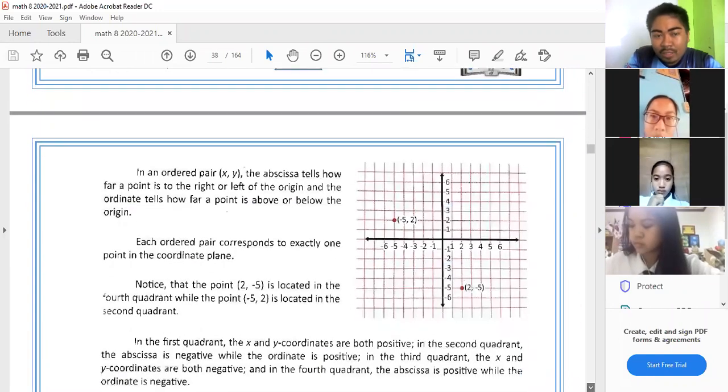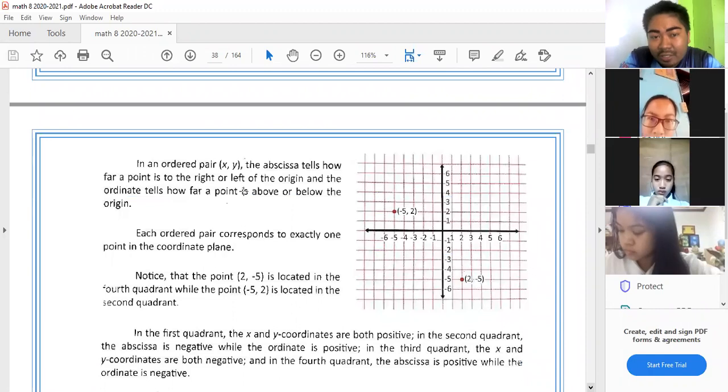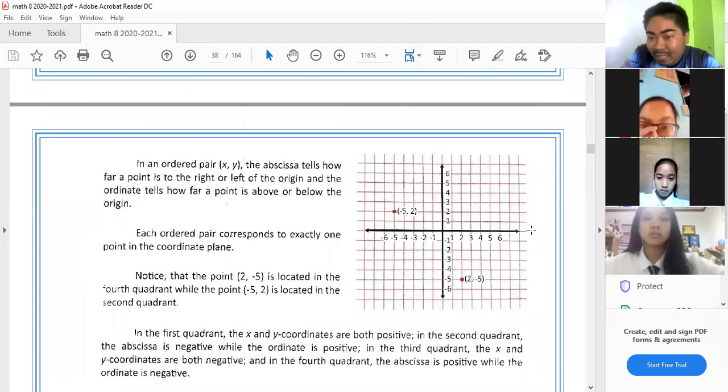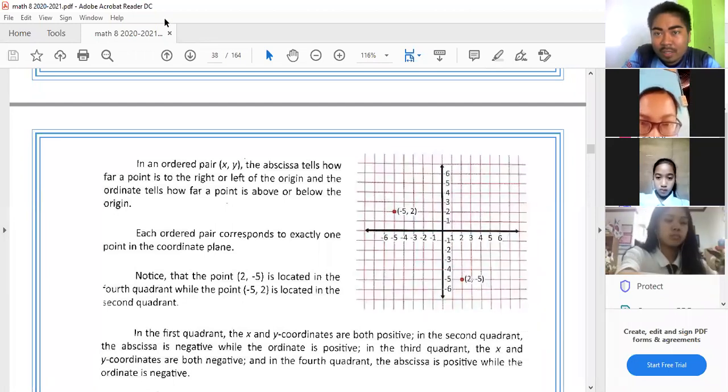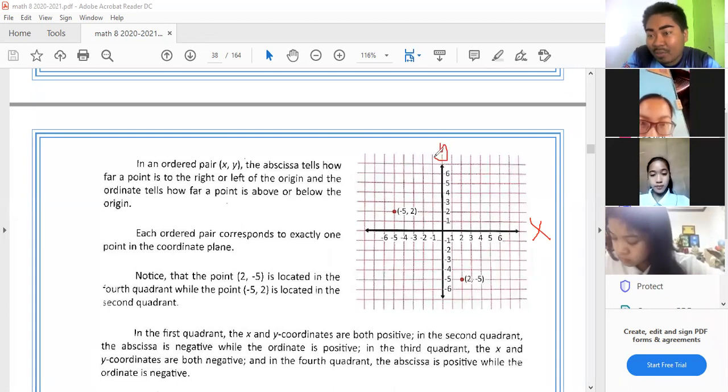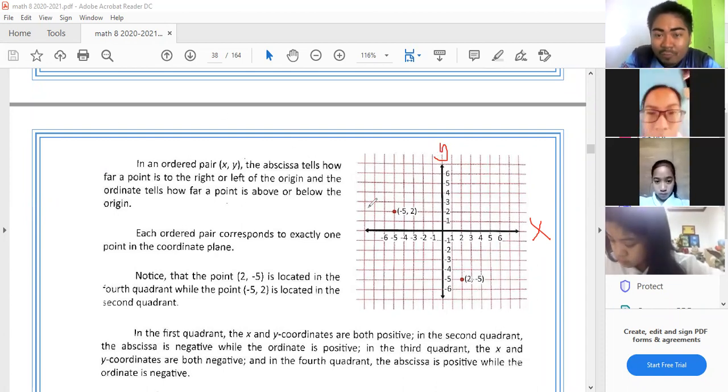Ayan. So, in an ordered pair, x and y, the abscissa tells how far a point is to the right or left of the origin. So, ang abscissa natin, di ba, this is the x-axis. Nakahiga, basta nakahiga, that is your x. Kapag y naman, yun yung nakatayo. That is the y-axis. Kapag pinagsama mo sila, that is the Cartesian plane. Okay? Ayan. So, the abscissa tells how far, di ba? Kalayo.